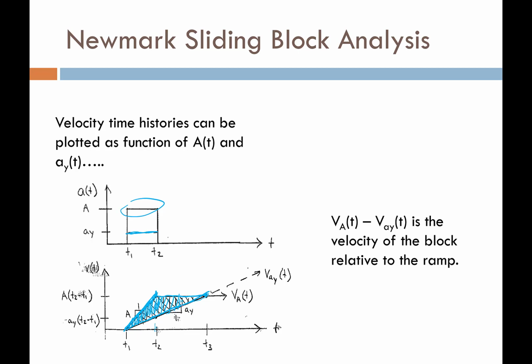So now I have this triangular area right here that I have to account for. And where those lines intersect, I'm going to call time 3. So the difference between the velocity from the applied acceleration and the velocity from the yield acceleration is the velocity that's going to drive my ramp.